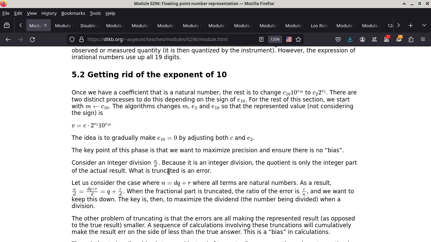All right, so I'm just trying to think of how to present this topic here. I think I'm just going to talk about this sequentially so that we don't miss anything important. All right, so consider an integer division of n divided by d. N is the numerator, d is the denominator, hence the names n and d. Because it's an integer division, the quotient is only the integral part of the actual result, which means there's a truncation error. Okay, let's talk about the truncation error.